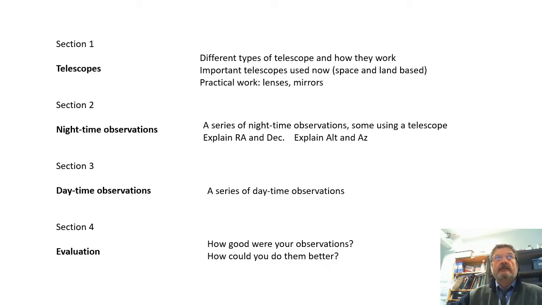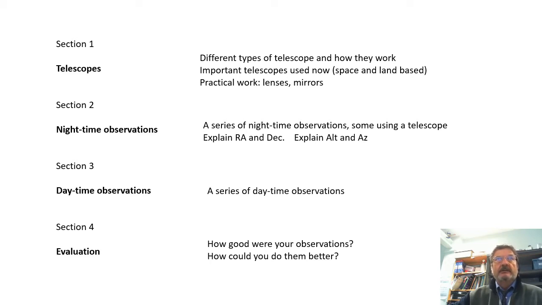So, 4 sections. First section is about telescopes. I'll give you more detail about each section on a separate slide, but just as a summary, section 1 is about telescopes, different types of telescope and how they work. Some important telescopes, such as the Hubble telescope, and also some practical work that you have to do, measuring the focal lengths of lenses and mirrors and things. So section 1 is telescopes.